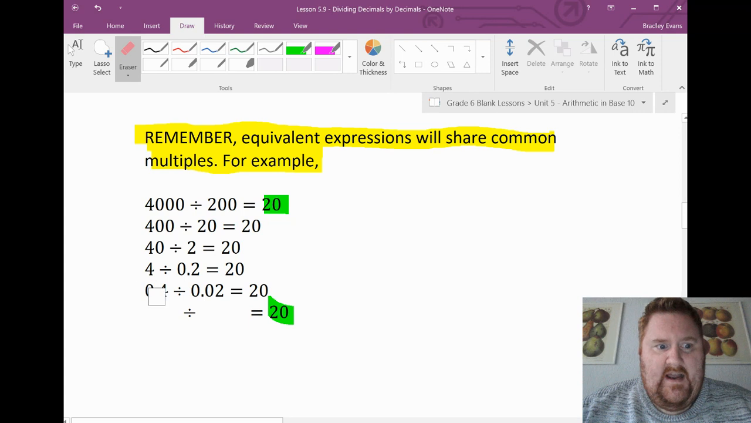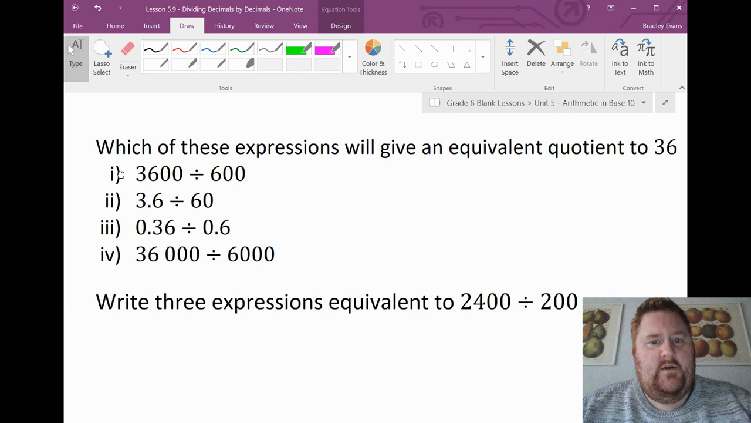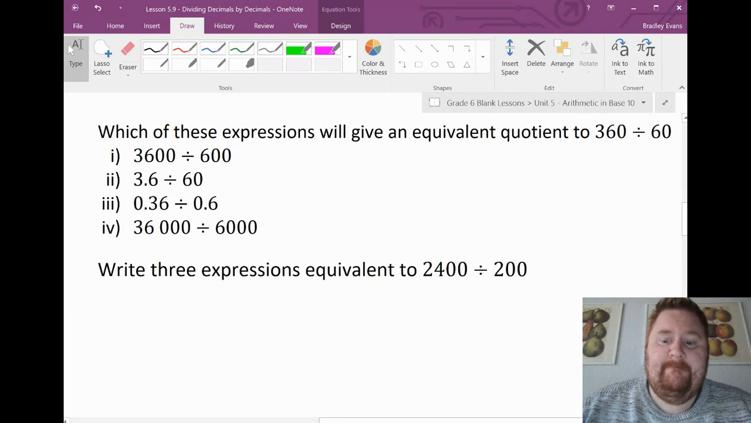Moving down, I'm dividing by 10 going down. So 0.4 divided by 10 is going to be 0.04. In order to get my equivalent quotient of 20, I'll also have to divide my divisor by the same multiple, which is 10 in our case, so 0.002. Taking a look, press pause right here, and I would like you to try these on your own.